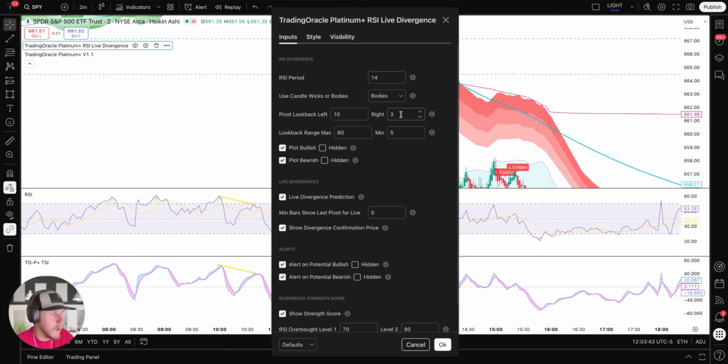I usually keep the right at 2 or 3. I'm sorry, I keep that default. You can lower that to 2 if you want to. If you want to do 4, you can do that as well.